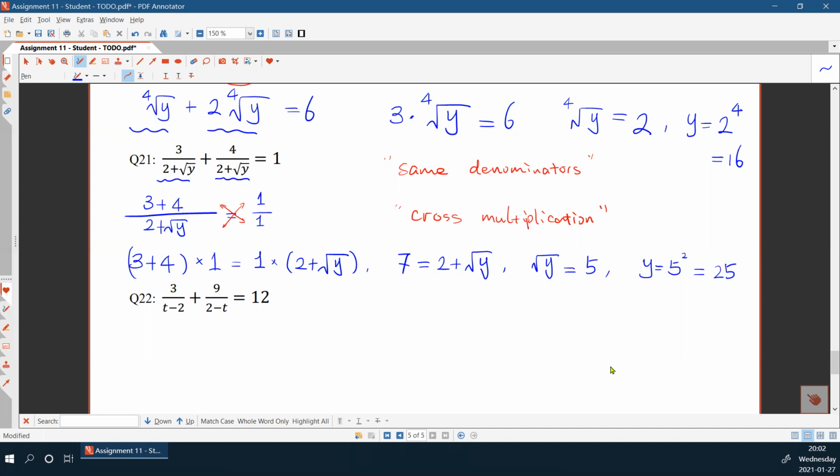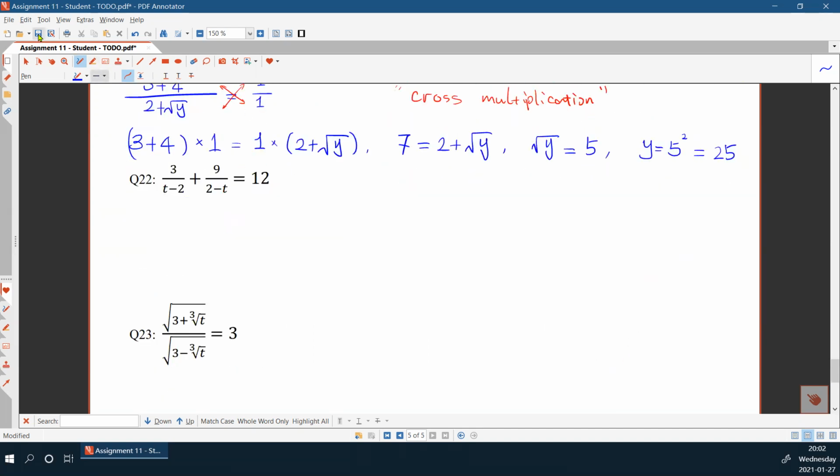Any questions? No? Okay. Next one. Okay, note that these two denominators are different, okay? If you have different denominators, find the least common denominator. And then you can combine them, right?